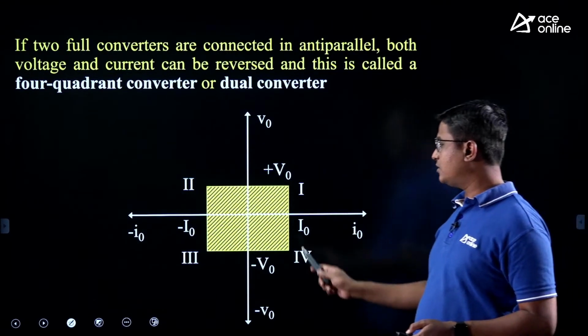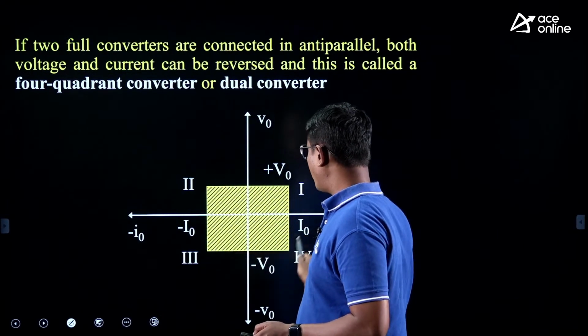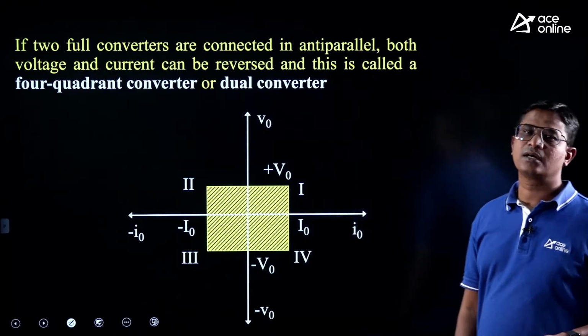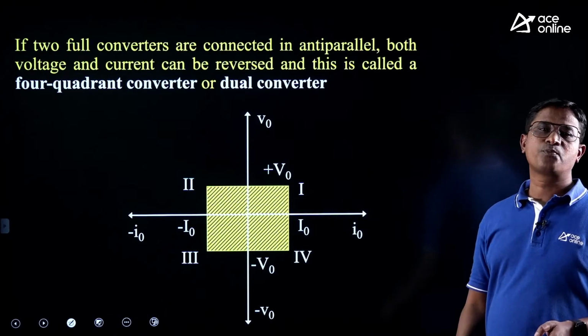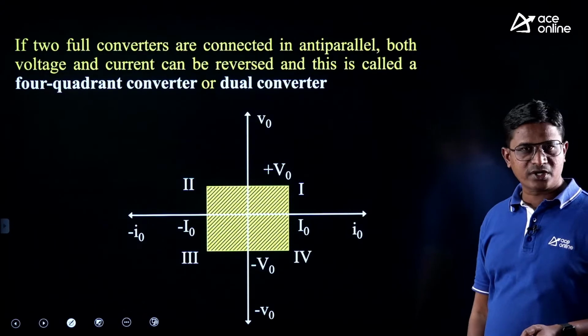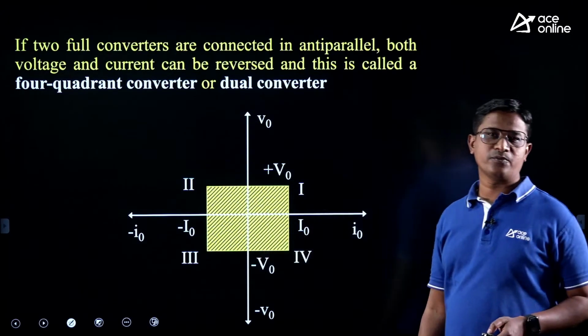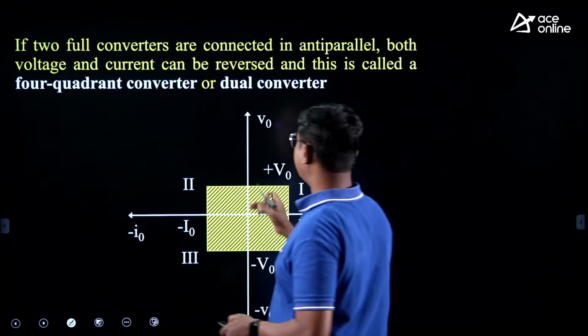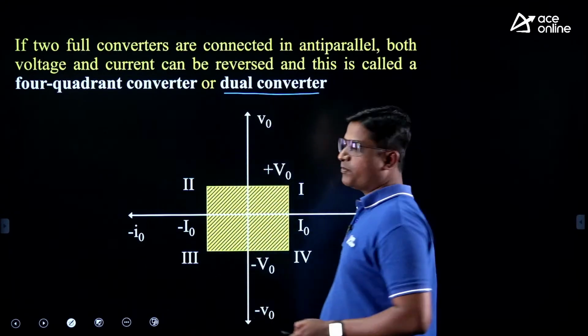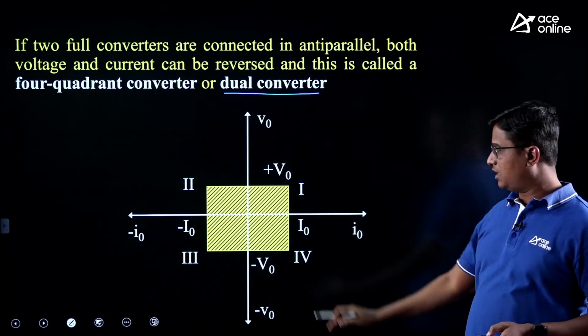Next, dual converter, 4 quadrant operation. 4 quadrant operation means the converter which gives the output voltage as well as output current positive as well as negative. So we have the dual converters. Dual converters operate in 4 quadrants.